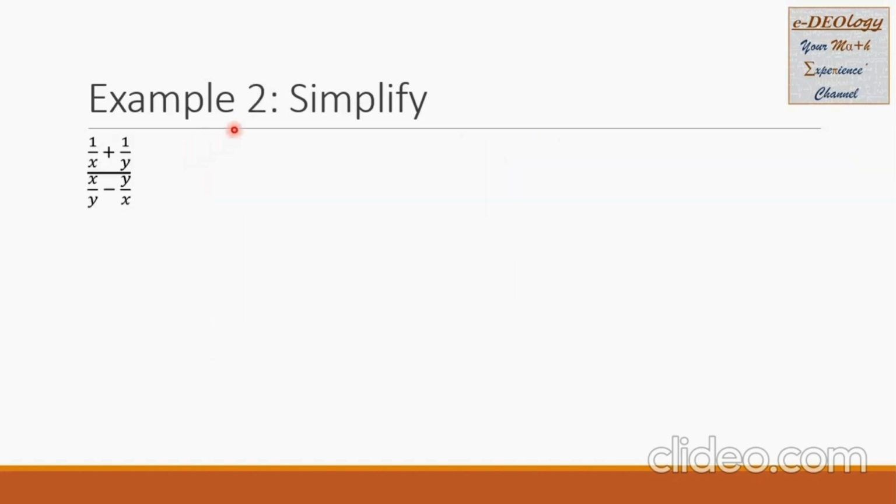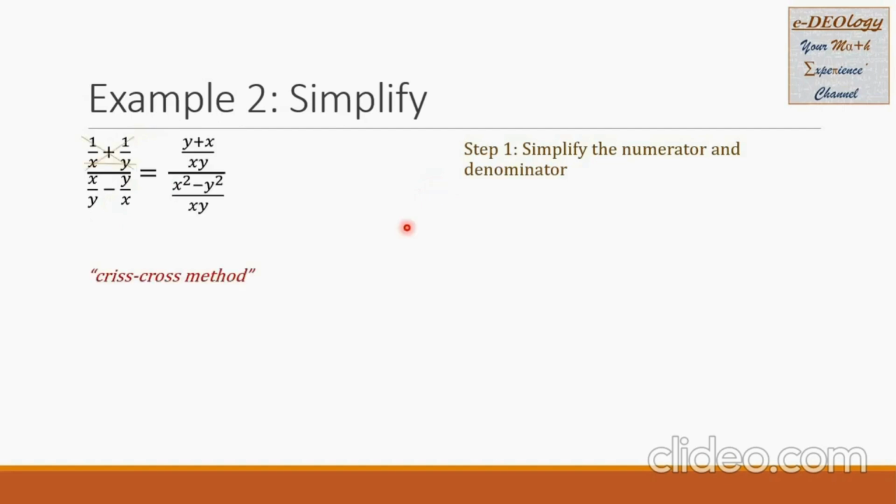Let us have example 2. Simplify this complex rational expression. In our numerator, there is a sum of 2 rational expressions. In our denominator, there is a difference of 2 rational expressions. Step 1 says, let us simplify the numerator and denominator respectively. So I'm going to apply the crisscross method in the numerator and denominator. So this is our method.